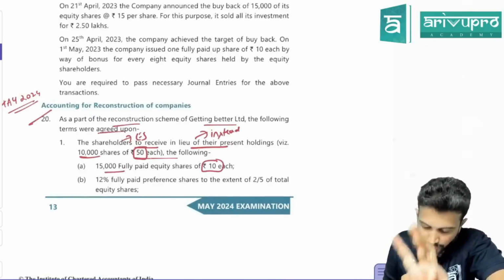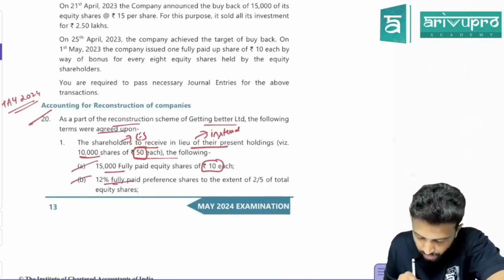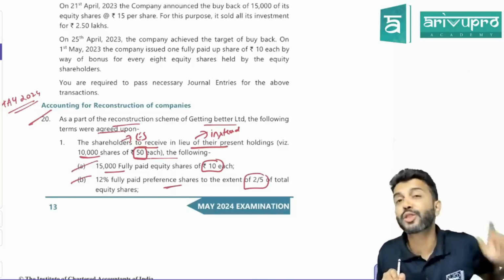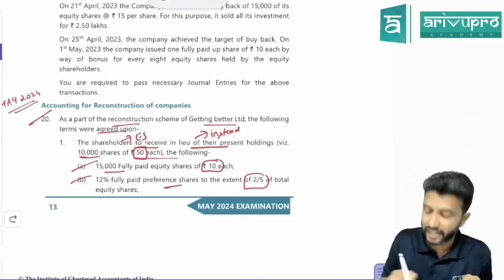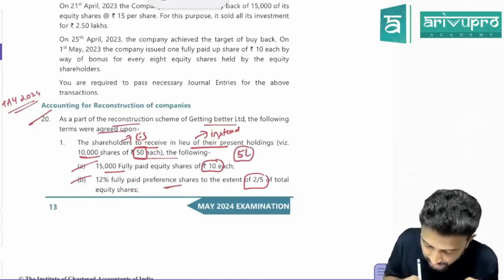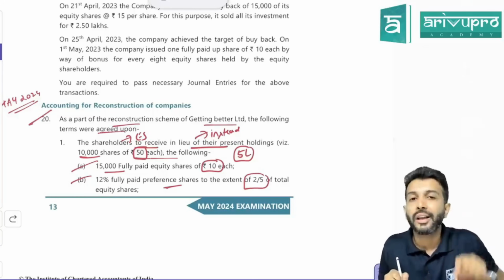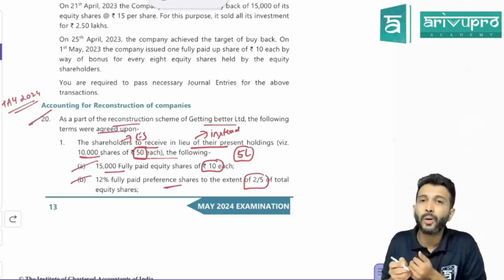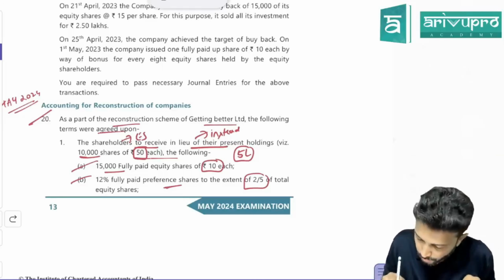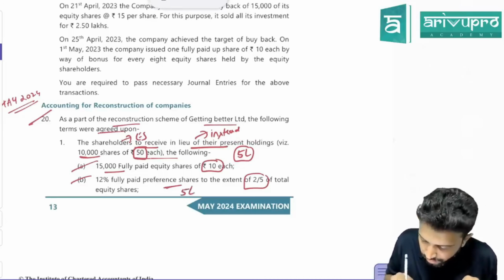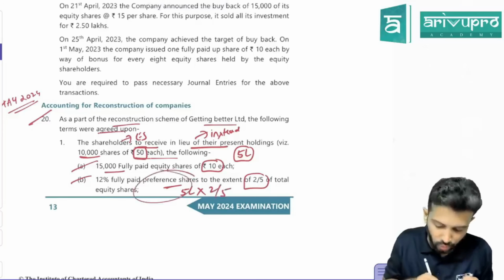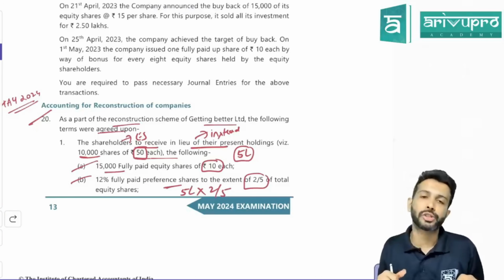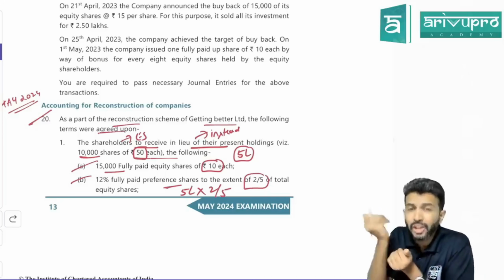Some more. They also want one more, which is what? 12% fully paid up preference shares equal to 2/5 of the total equity share. Sir, what is the total equity share value? 10,000 into 50, how much? 5 lakh. Now you are giving new preference shares to 5 lakh value or 2/5? 2/5. Of the 5 lakh, 2/5 value you are giving as new preference shares. So 5 lakh into 2/5, how much? 2 lakh.